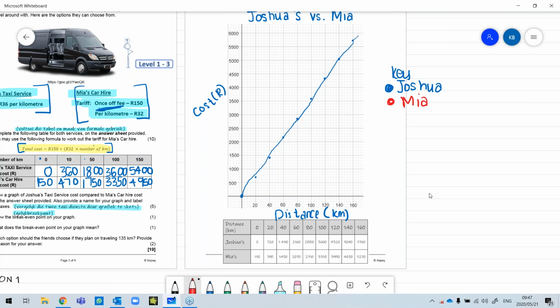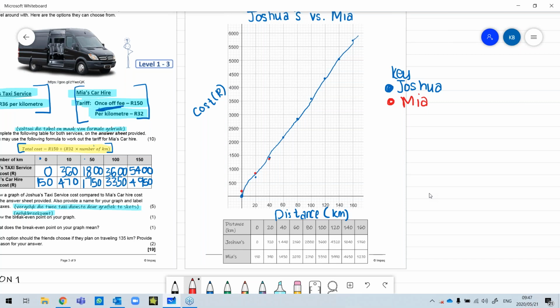Then for Mia's set of data, at this point, just quickly pay attention. Even if she travels 0 kilometers, you are still liable for that 150 rand. Therefore, her graph will not start at zero. Then for 20 kilometers, it's 790. So let's say it's about there. For 40 kilometers, it's 1,430. So it's about there.